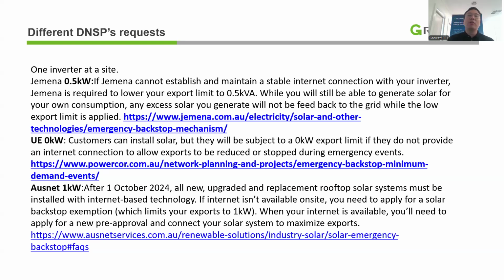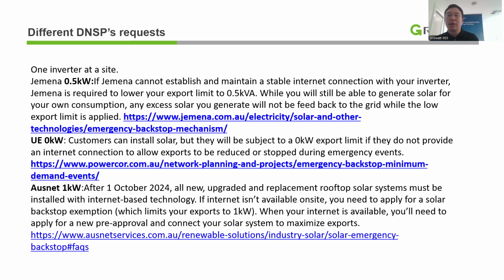And obviously there are different DNSP requirements. Once the installation is done, you also have to set the export limit for each installation you did. For Jemena, after installation is done, you have to make sure the export limit is 0.5 kilowatt. And for United Energy, CitiPower, and Powercor, it has to be zero export.